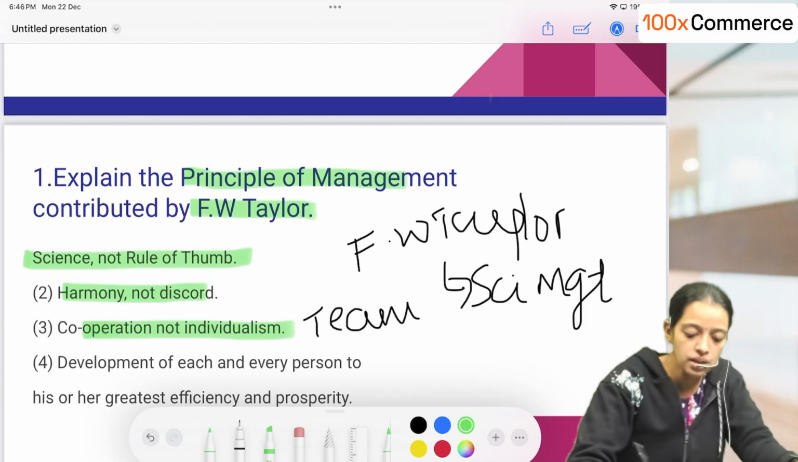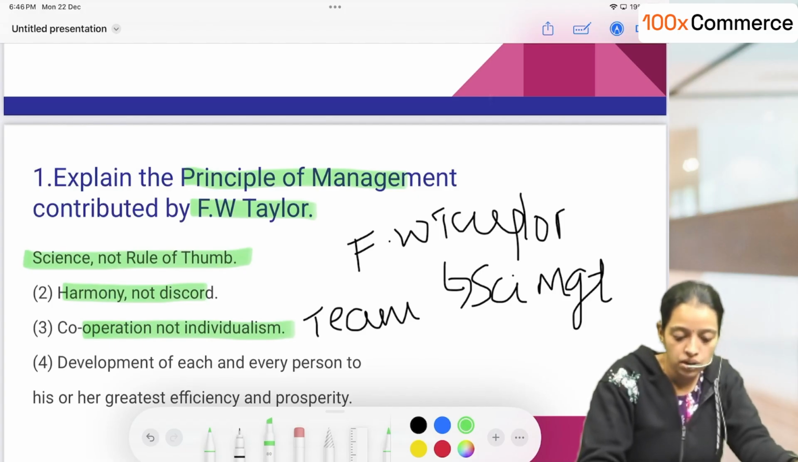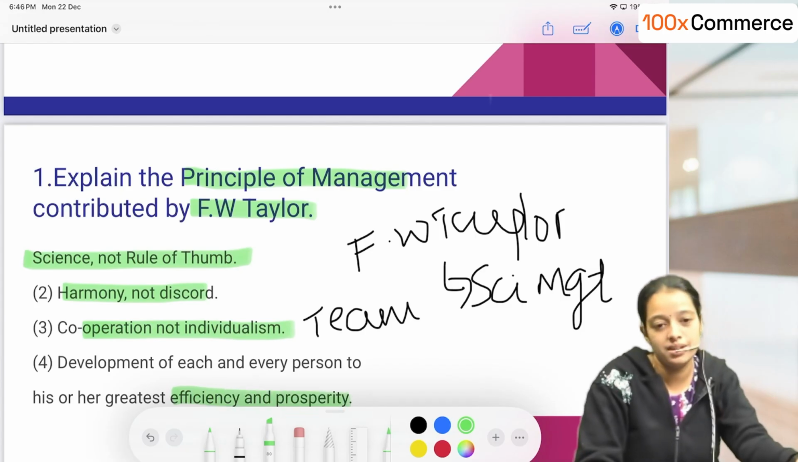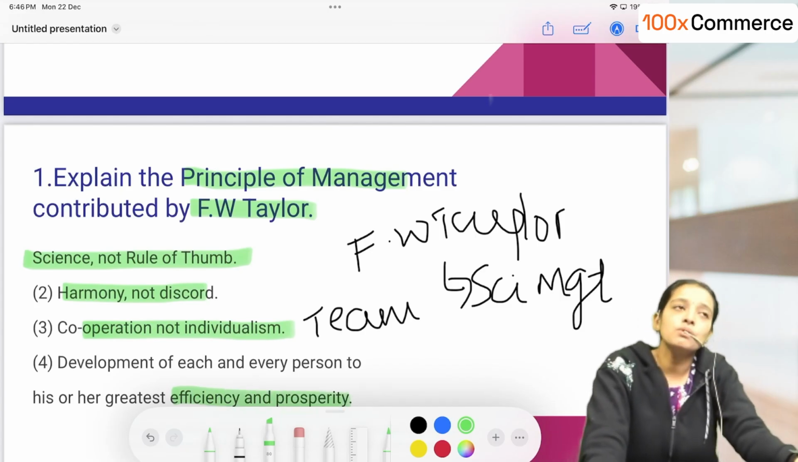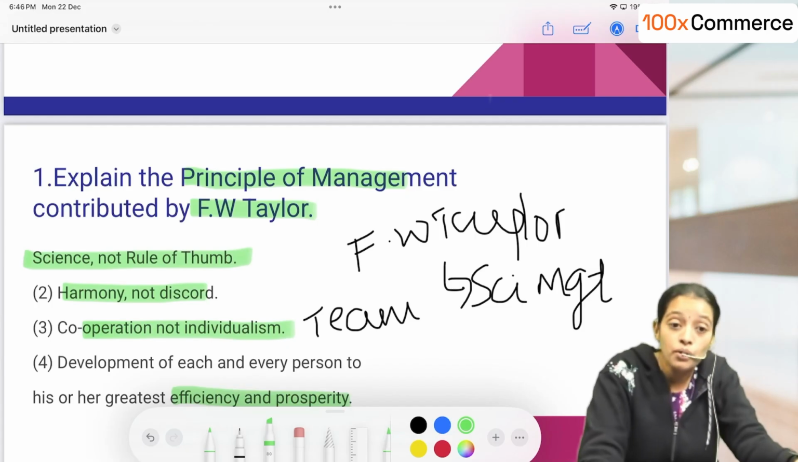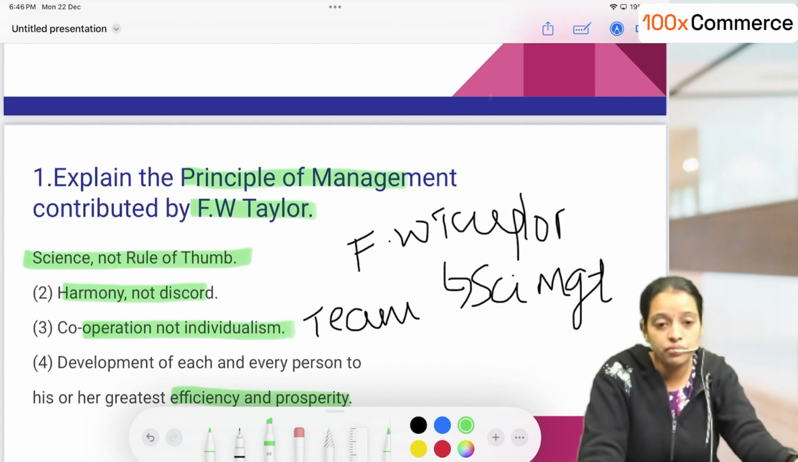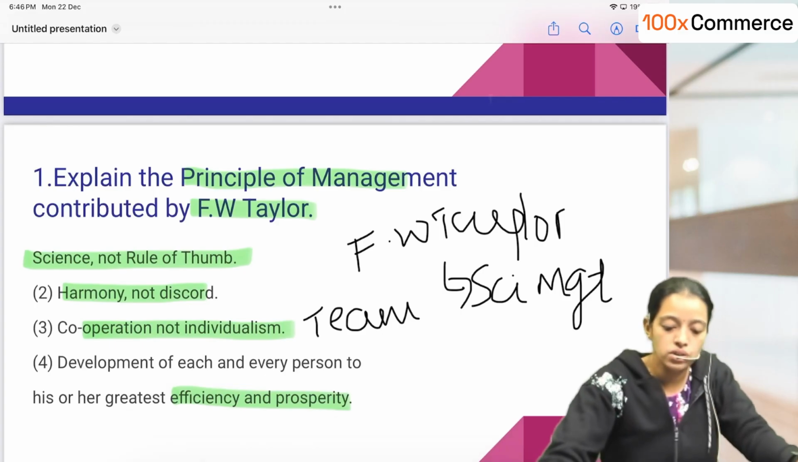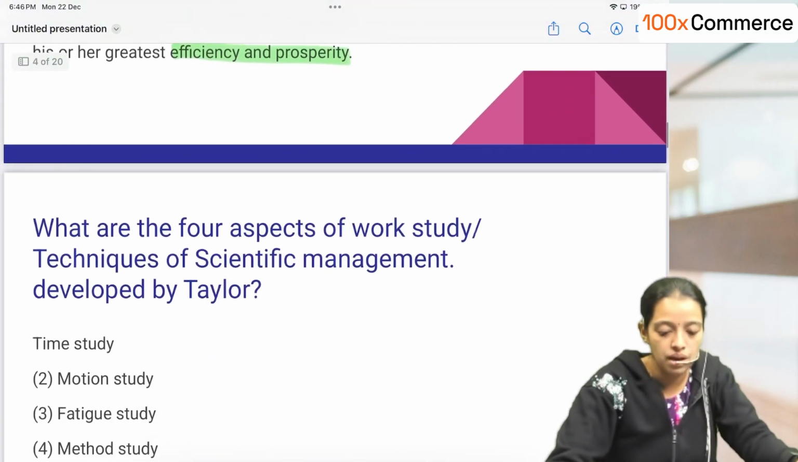Next one will be development of each and every person to his or her greatest efficiency and prosperity. So basically F.W. Taylor concentrated on employee development. So every person who is working has to be developed to the greatest extent. Yeah, that was the main key of the scientific principles of management.